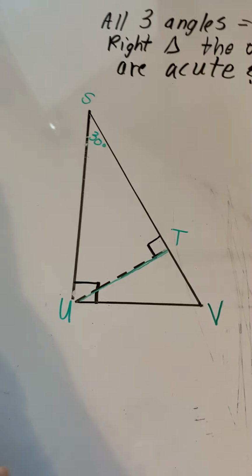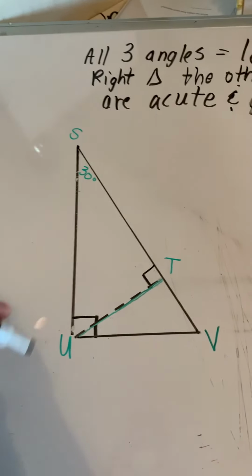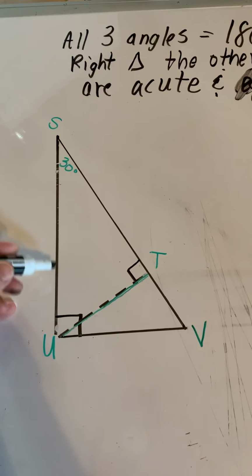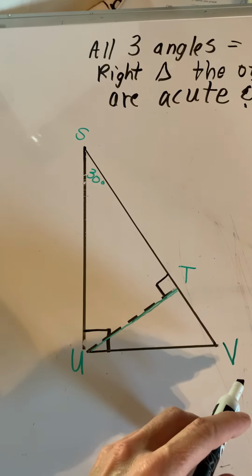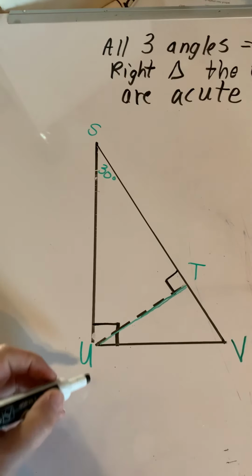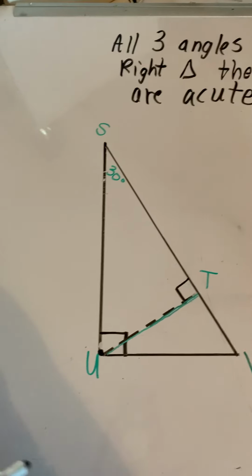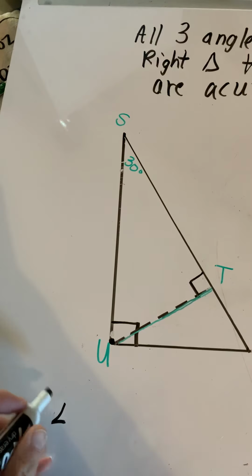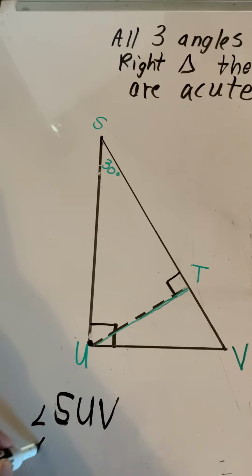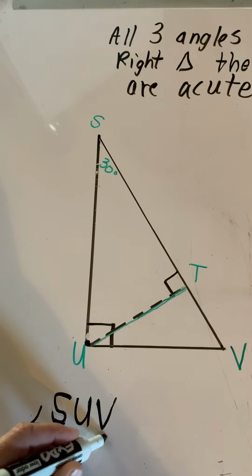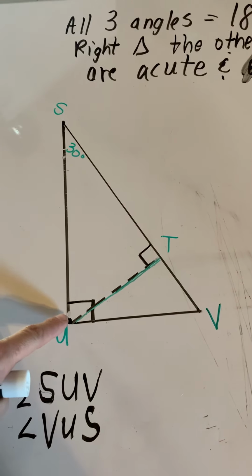So we're going to make sure, if you watch the video about naming angles, that if we're talking about this angle here, this right angle, this angle could be called angle SUV or angle VUS. So wherever the two rays or two edges come together, that's the center. So we could call this angle SUV or angle VUS. Okay, so we know this one is 90 degrees.